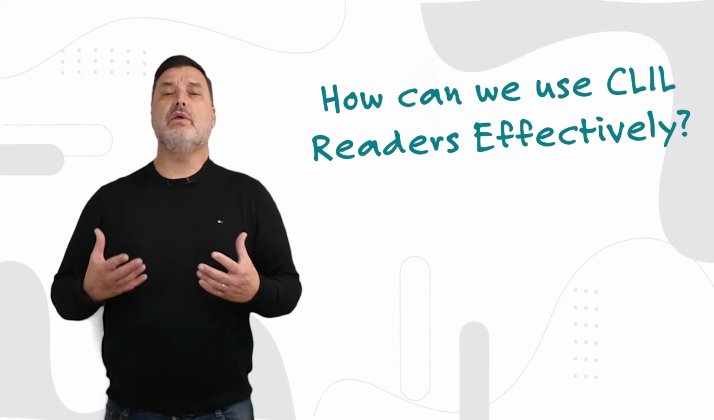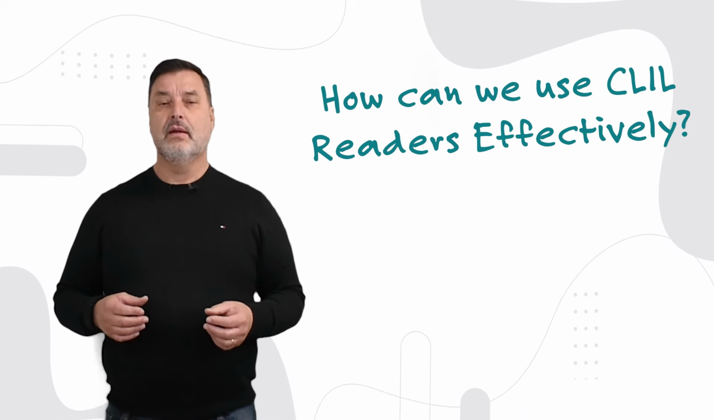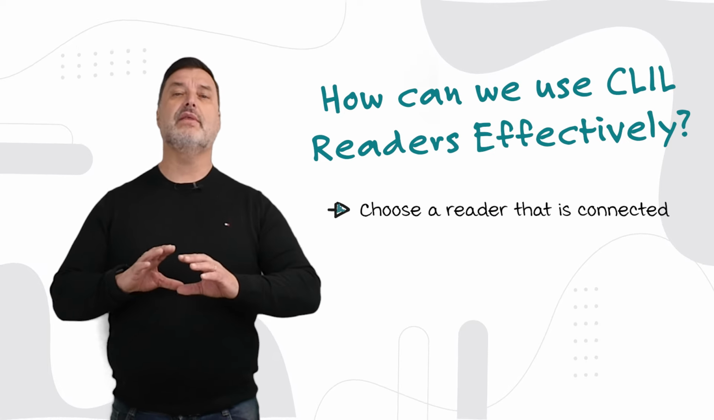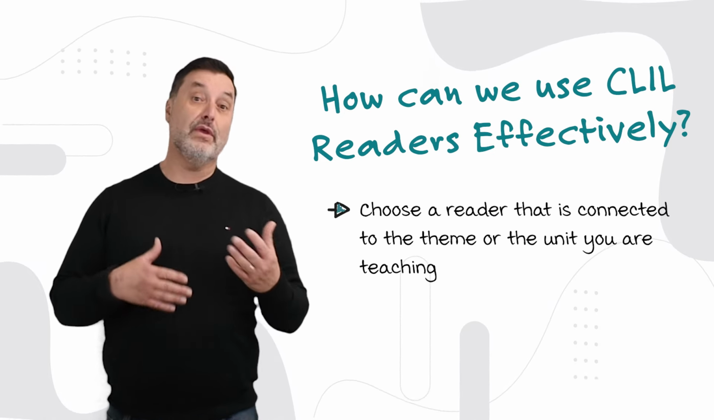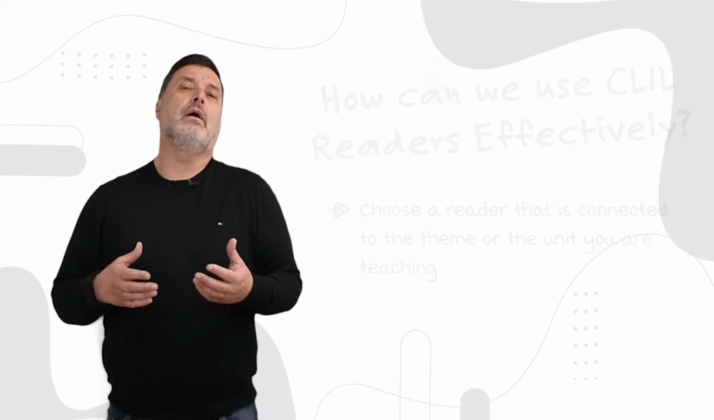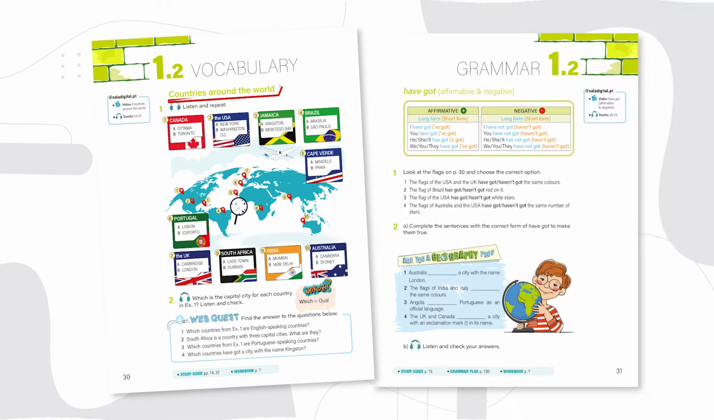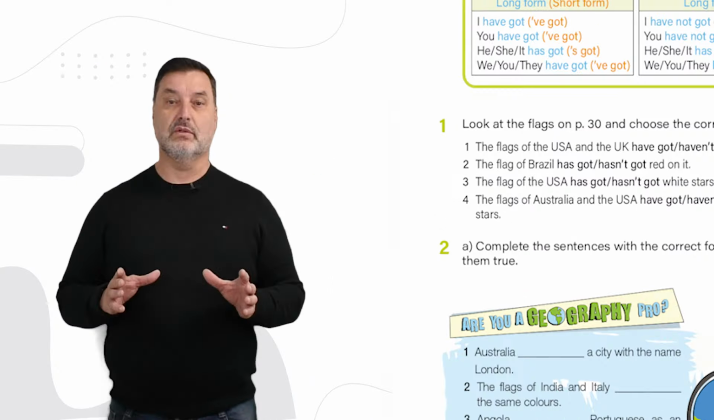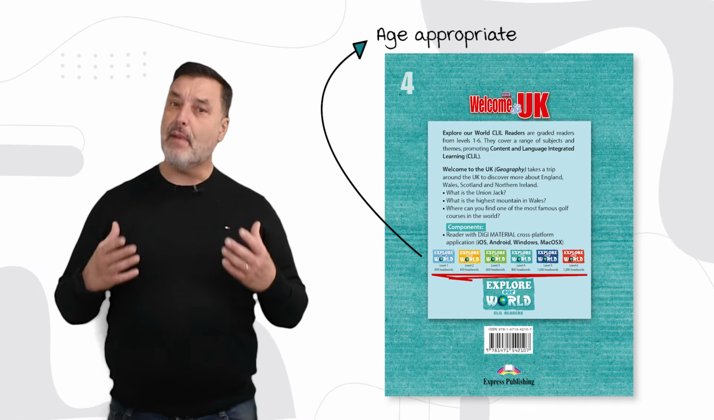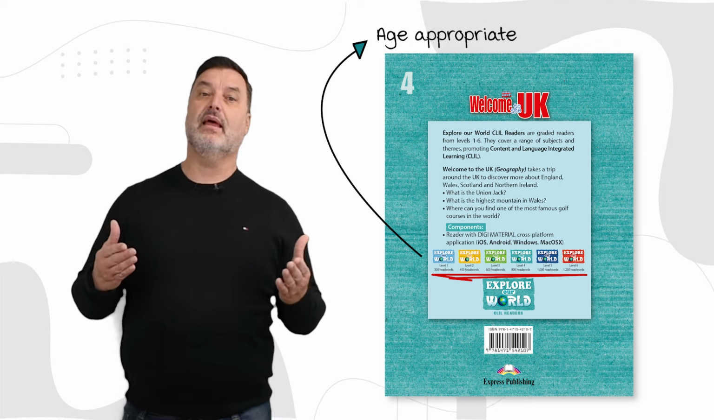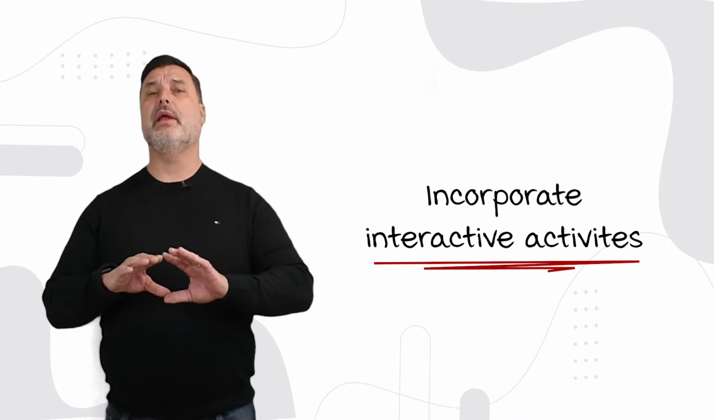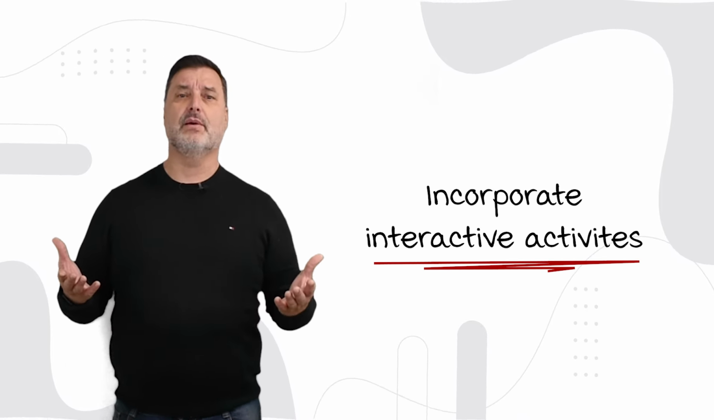So, how can we use CLIL readers effectively? First, it is important to choose a reader that is connected to the theme or the unit you are teaching, basically, or your curriculum objectives. And by doing this at the same time, it will stimulate the interest of your students, which is half the battle to teaching. It is important that it is age-appropriate and that it matches the level of language that the students are learning. And don't forget, we have to incorporate interactive activities, the hands-on approach.